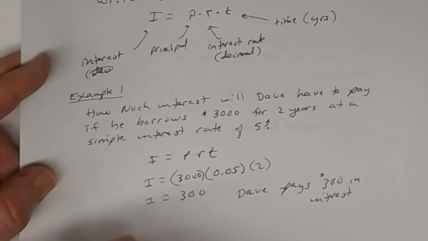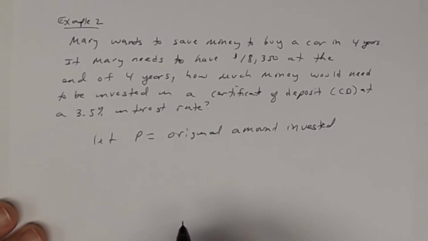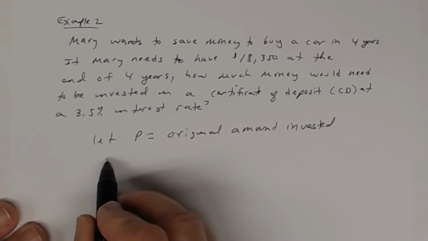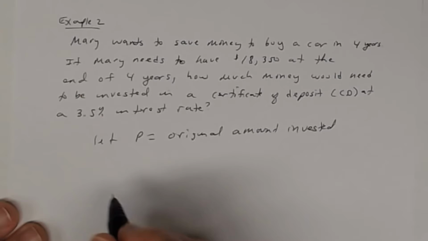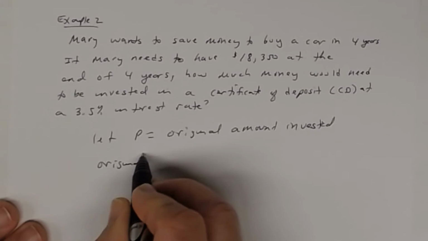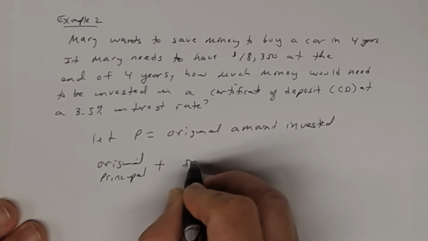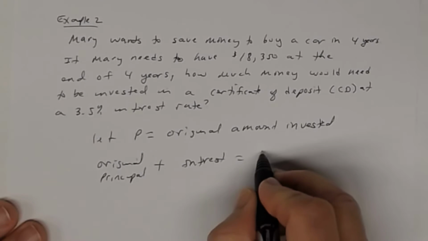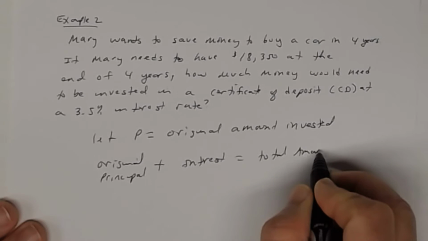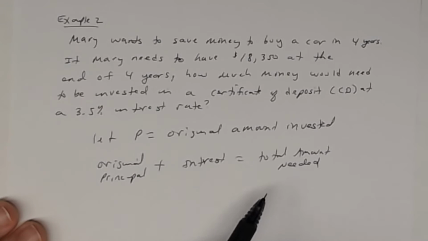So we're still going to have to use this formula, but we also have to think about it with regards to something else as well. So here's what I want you to think about. The original principal that Mary's going to invest plus the interest Mary earns will equal the total amount she needs. Okay? And remember, the total amount she needs is $18,350.